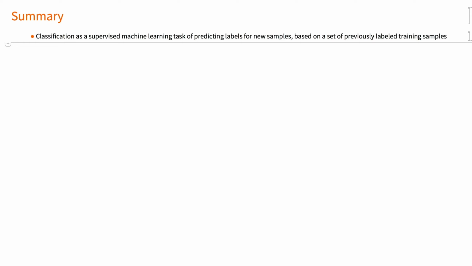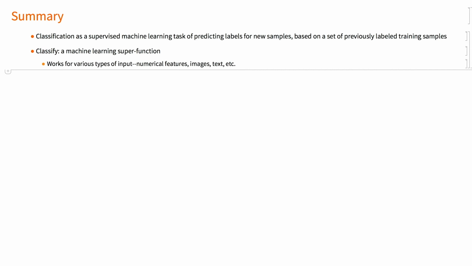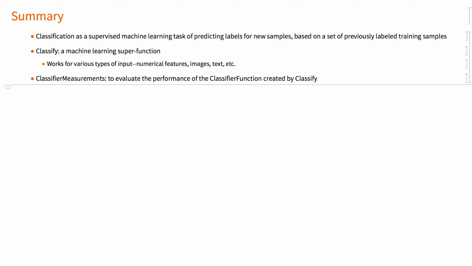In summary, we looked at classification as a supervised machine learning task for predicting labels for new samples with the help of a set of previously labeled training samples. We applied the machine learning superfunction Classify on various datasets with numerical features, images, text, or even combinations of different types. We used classifier measurements to evaluate the performance of the classifiers, and we looked at different options available for customizing Classify to suit the need for the task at hand.